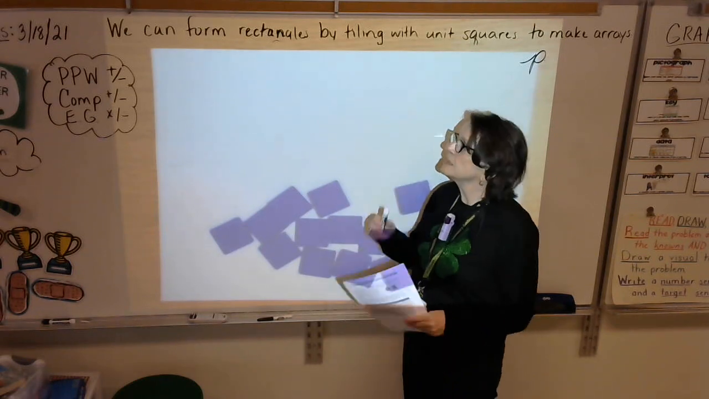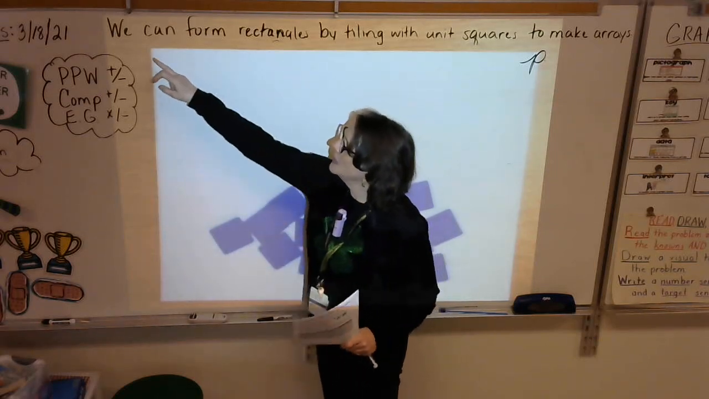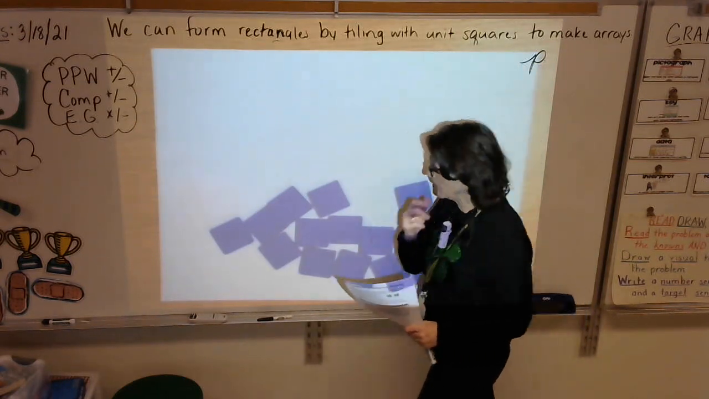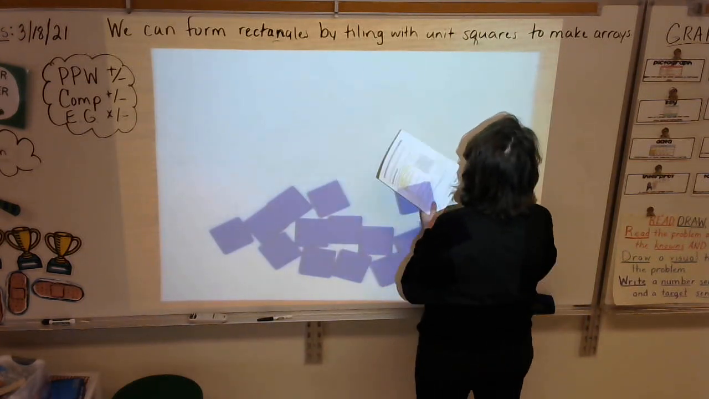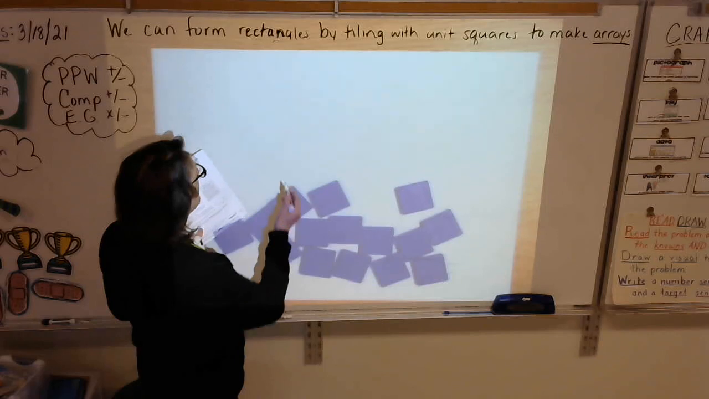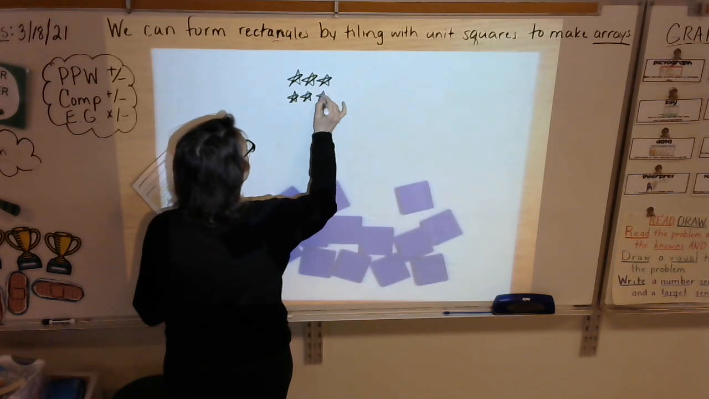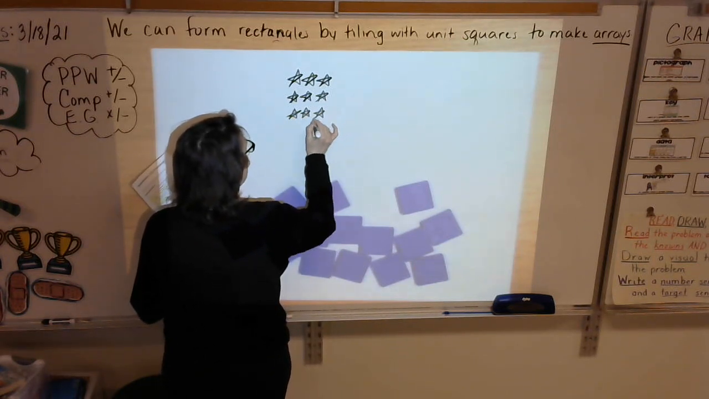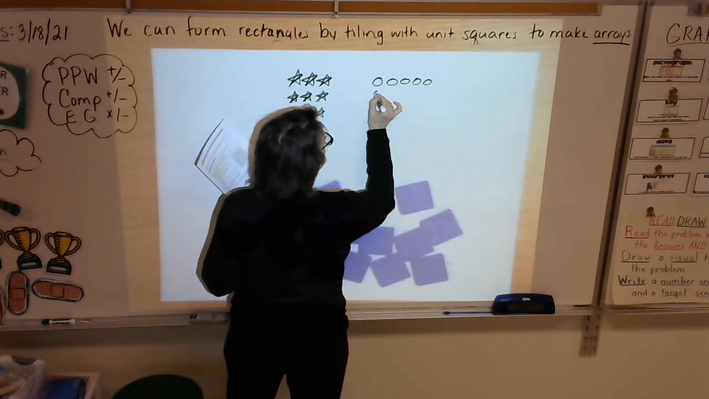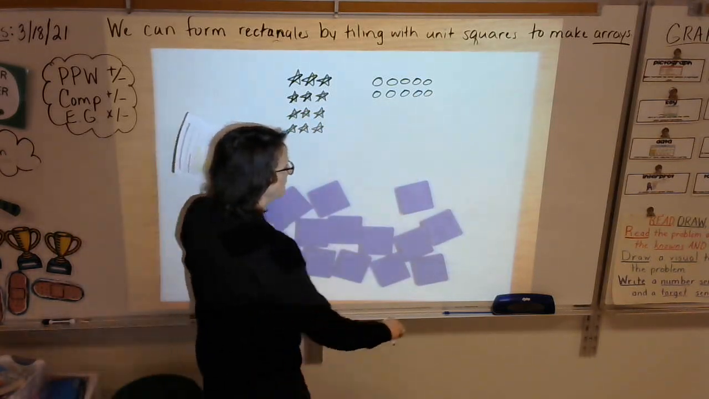All right? So let's read our learning target, so we know what we're going to be doing today. And this fits perfectly with our lesson for today. We can form rectangles by tiling with unit squares to make arrays. So the big word in there is arrays. And we've been working with arrays a lot ever since we did multiplication. If you remember the other day, you saw arrays like this, where we had stars and you had to write number sentences for them. So that's an array. And remember, we've also done arrays where we put circles. Those are arrays also. So they're anything arranged in rows and columns.